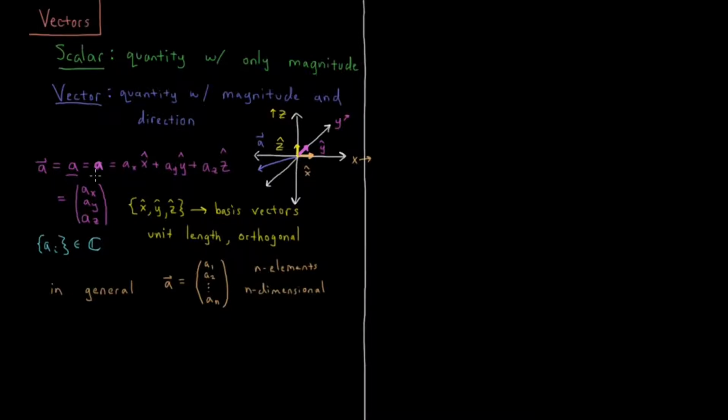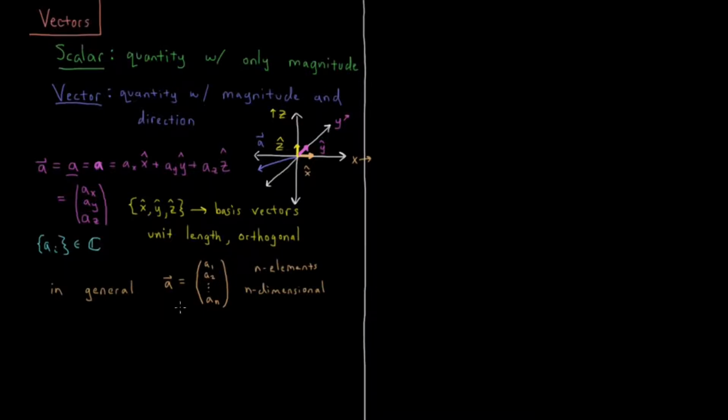Okay, so that's in 3 dimensions, the type of vector that we're used to. So what about in an arbitrary number of dimensions? In general, we'll represent some vector A by a column vector here, where we have its coefficients in n dimensions. Each of these is called an element. We have an element of the vector. It has n elements, and that means it is in n dimensions. It is an n-dimensional vector.